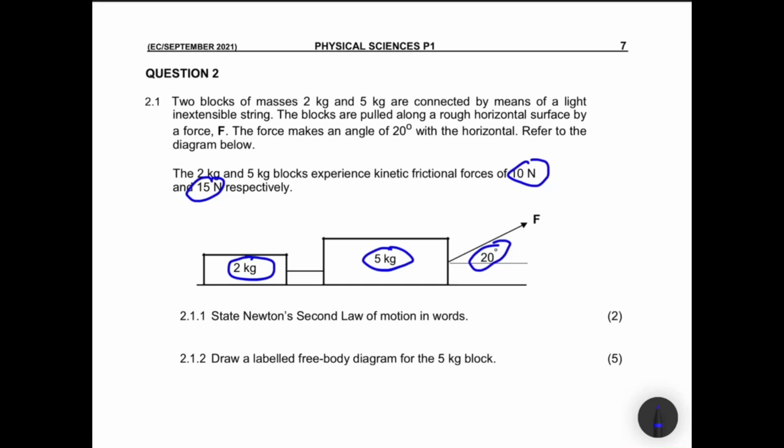And then the first question, 2.1.1, says, state Newton's second law of motion. Again, Newton's second law of motion in words just states that when a non-zero resultant force is applied on an object, the object will accelerate in the direction of the non-zero resultant force with an acceleration directly proportional to the F net and inversely proportional to the mass, right? So we know fully well that F net is equal to ma, and in this equation, if you make acceleration the subject of the formula, you basically get the definition, right? Acceleration will be equal to F net divided by the mass.